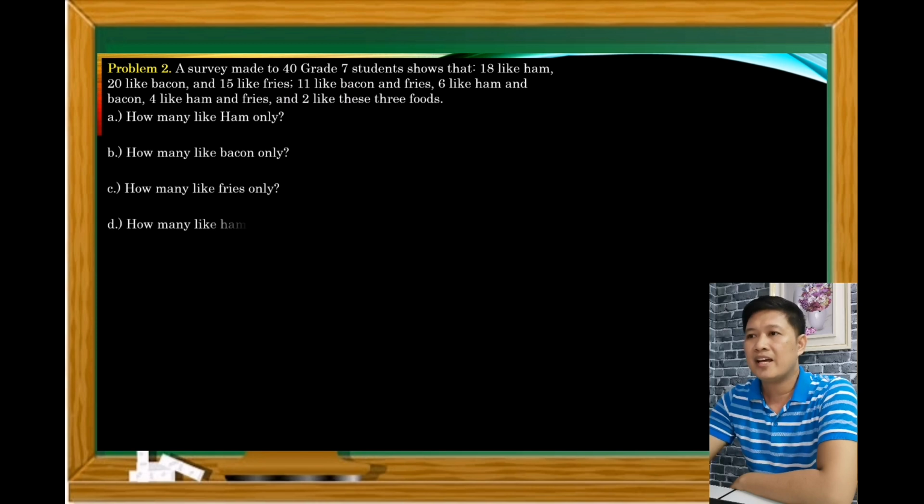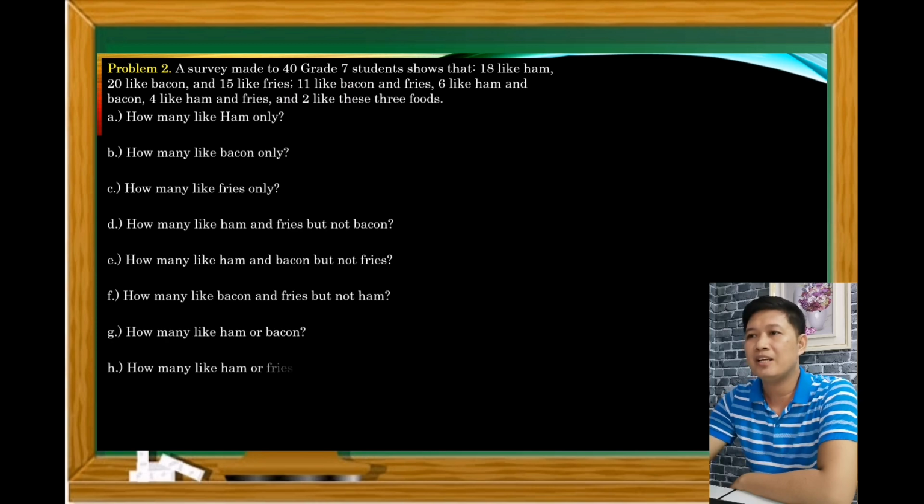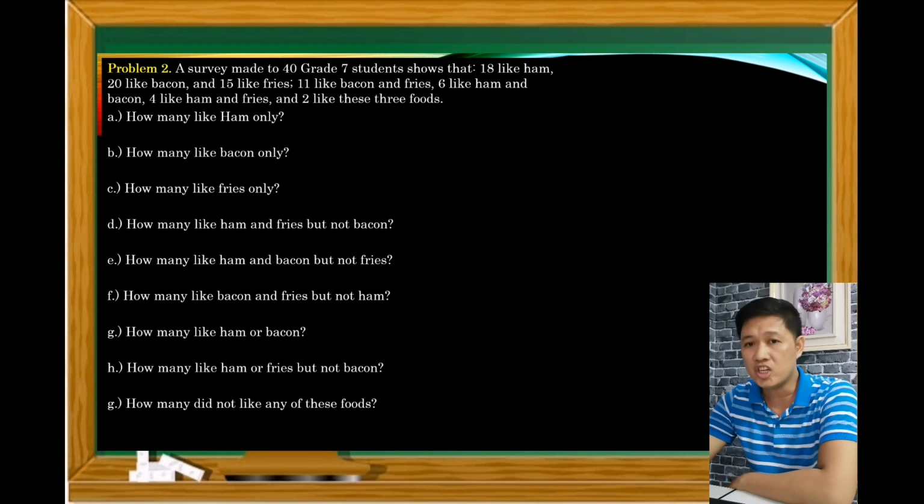Letter A, how many like ham only? Letter B, how many like bacon only? Letter C, how many like fries only? Letter D, how many like ham and fries but not bacon? Letter E, how many like ham and bacon but not fries? Letter F, how many like bacon and fries but not ham? Letter G, how many like ham or bacon? Letter H, how many like ham or fries but not bacon? And letter I, how many did not like any of these foods?